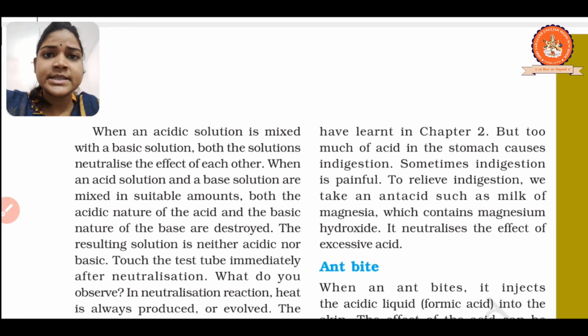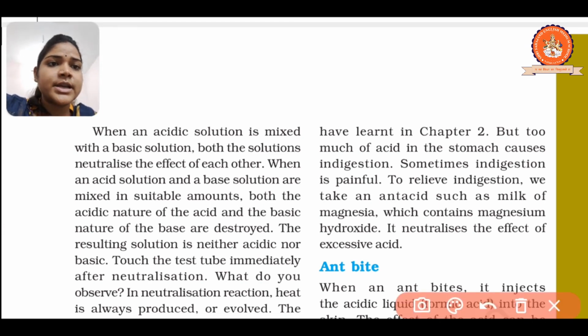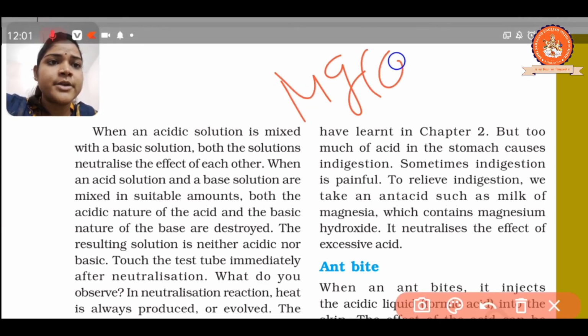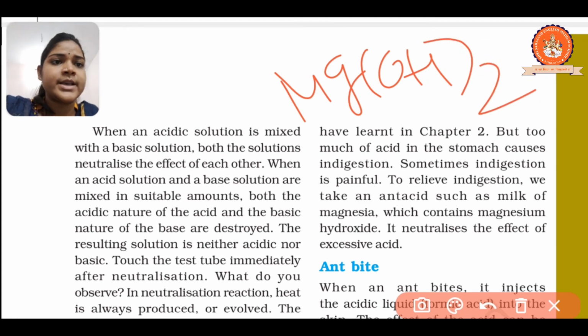Sometimes indigestion is painful. To relieve indigestion, we take an antacid such as milk of magnesia, which contains magnesium hydroxide. The chemical formula of magnesium hydroxide is Mg(OH)2. It is also important for your MCQ questions, right? It neutralizes the effect of excessive acid, so we usually take it to relieve acidity.